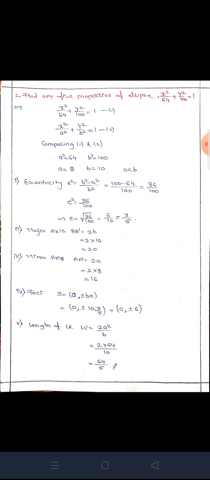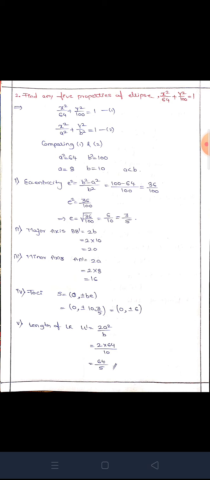So eccentricity: e square is equal to b square minus a square divided by b square. So what is the eccentricity? 100 minus 64 divided by 100. So you will get 36 divided by 100, which is nothing but e square. So we want the value of e. So root of 36 divided by 100. Root of 36 is 6 and root of 100 is 10. So you can write it as 3 by 5.